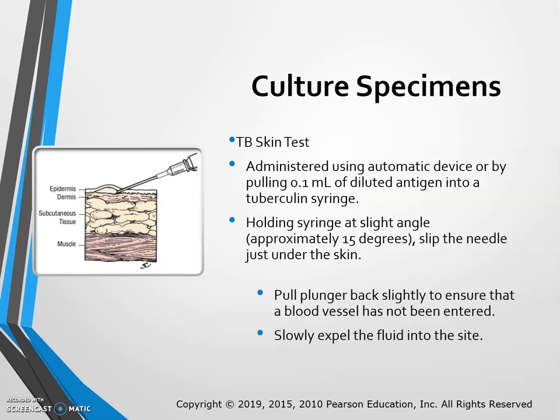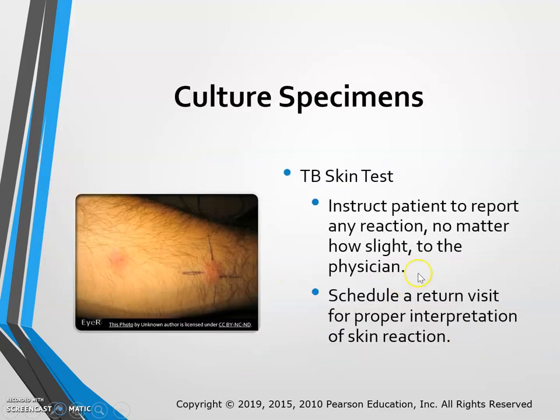The TB skin test is not one that a phlebotomist performs, but it's just something to review. It's administered with an automatic device or by drawing up 0.1 mL of diluted antigen into the syringe and holding the syringe at approximately 15 degrees. Then they pull the plunger back slightly to ensure a blood vessel is not entered and slowly expel fluid into the skin. Then they report any reactions, no matter how slight, to the physician and schedule a return. Anything that's really red and raised would be a positive. Anything flat with no color change would be negative.